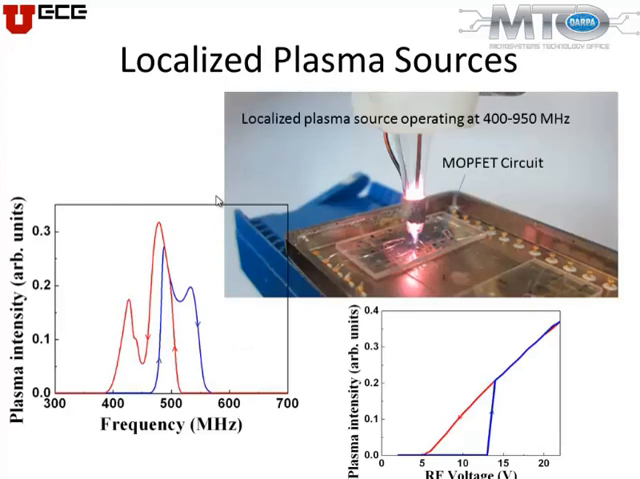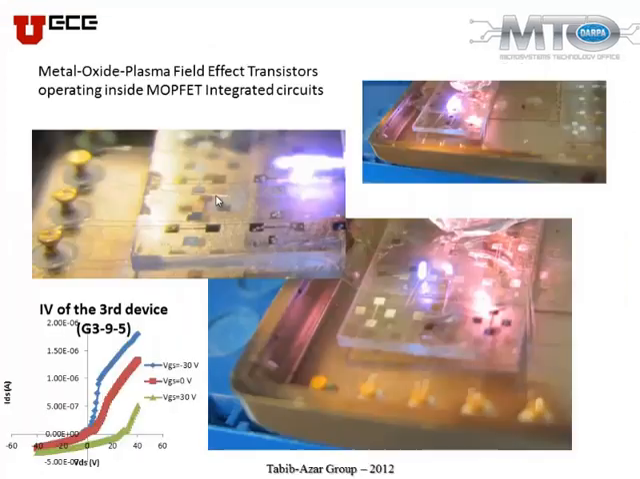Now, if you look at the plasma generation process, it's highly nonlinear. So as a function of frequency, you see this hysteresis, and as a function of voltage. Basically, you have to go to a slightly higher frequency in order to generate the plasma. Coming back, it shows this hysteresis, and also as a function of RF voltage, you get the same thing. And this is the actual picture of the device working under the plasma.